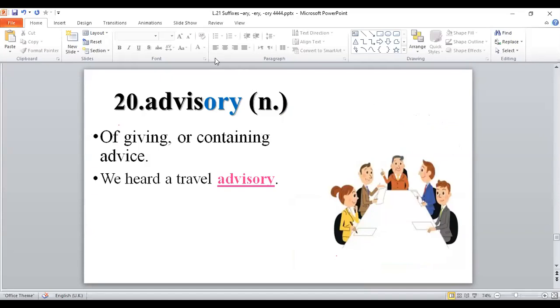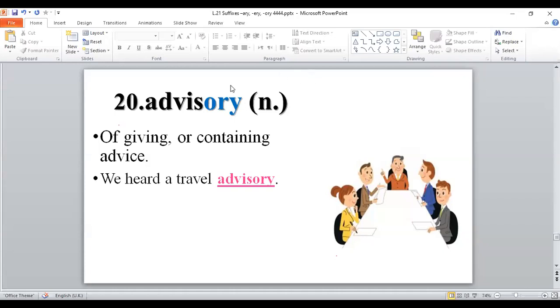Then advisory. This word can function as an adjective and as a noun. Here it functions as a noun because it means containing advice, or sometimes announcing a warning. When I say this is a storm advisory, it means this is the announcement or the warning of the storm. Or we heard a trouble advisory, it means we heard a trouble advice.